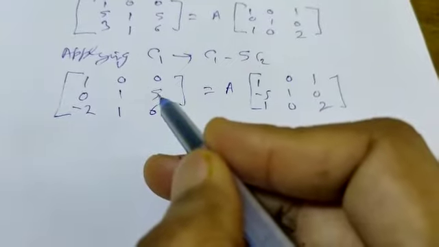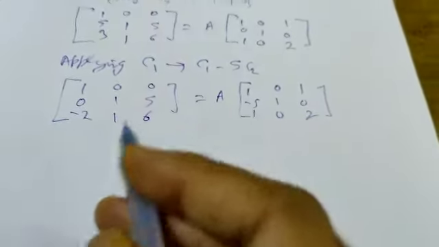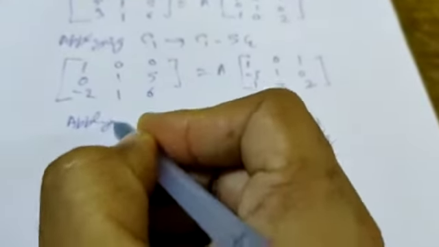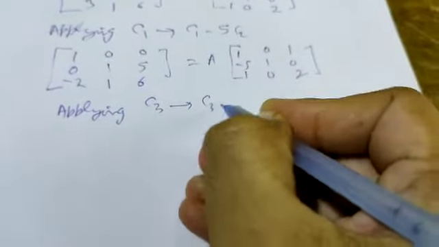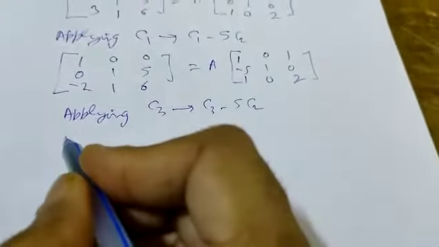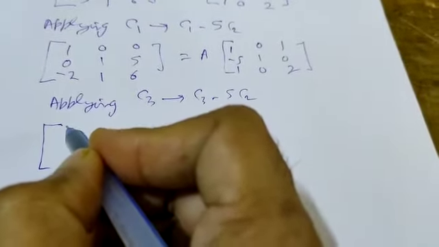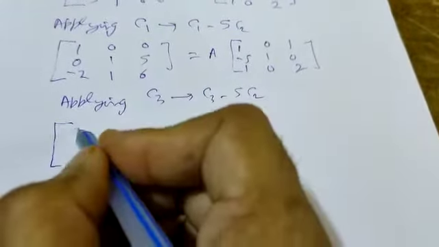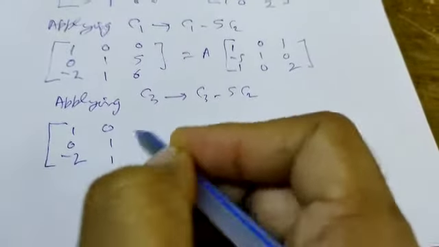Now here you can see that this element is 5. To make it 0, what we can do is, we will multiply column 2 with 5 and subtract from column 3. So let us do this step. Applying C3 becomes C3 minus 5 times C2. Let us see what we get. The best thing is that we'll write the first two columns, column 1 and column 2, as they are, because there is no change in column 1 and column 2. So 1 0 minus 2, 0 1 and 1.